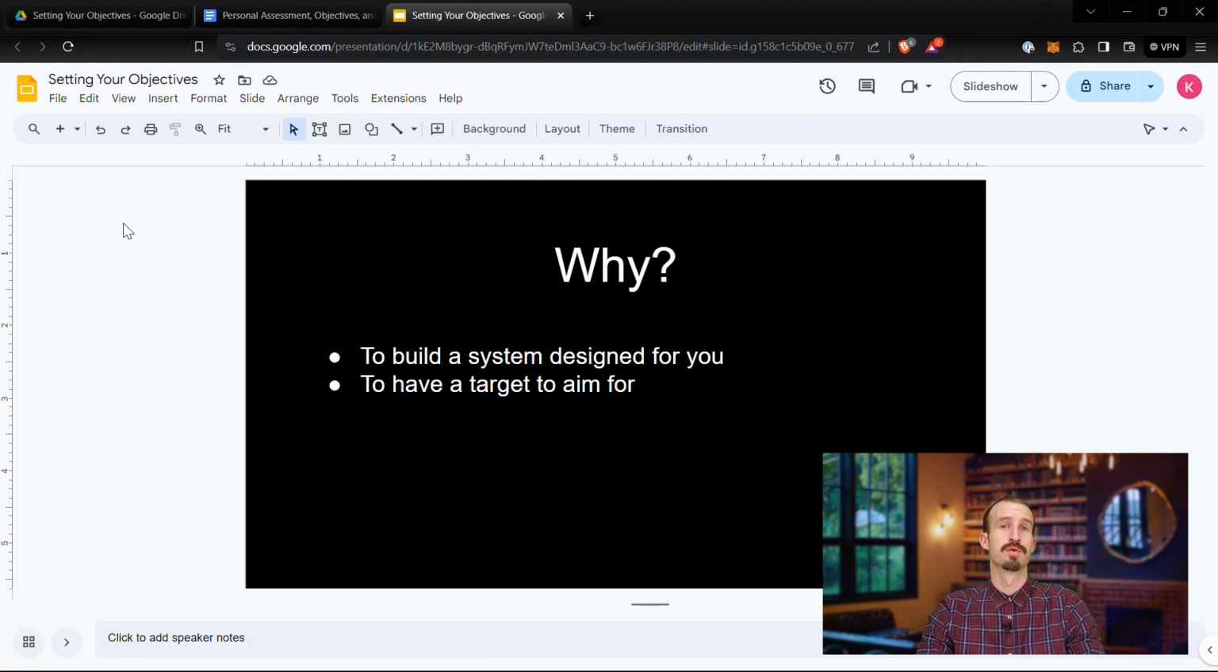So why is it such an important step to define your objectives? Well, first, it's important to know who we are so we can design a system that's right for you. And next, it's important to know where we're going so you can have a target to aim for. It's a bit like driving through a town that you've never been to without a map. If you don't know where you're going, then how are you going to expect to arrive at your destination? It's so important to define the outcome and have it clear in your mind so that you can work backwards and take the steps that you need to get there.